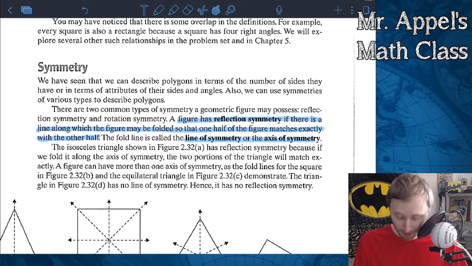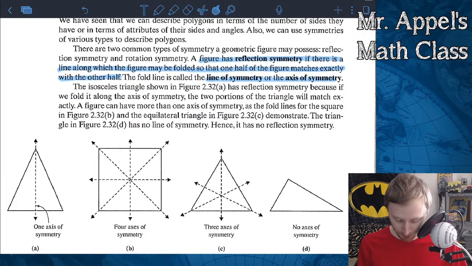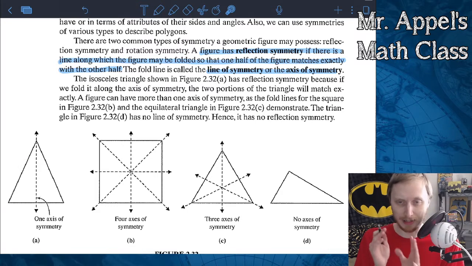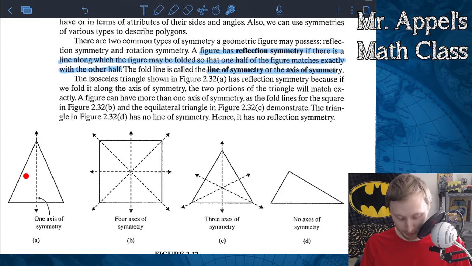So, the isosceles triangle shown in 232a, that'll be right down here, has reflection symmetry because if we fold it along the axis of symmetry, right there, the 2 portions of the triangle will match exactly. Unfortunately, my digital tools here do not let me flip something over. All I can do is rotate them around, so I cannot demonstrate that with a digital drawing here. But I think you can imagine the thing here. We cut this out, fold it in half, right?